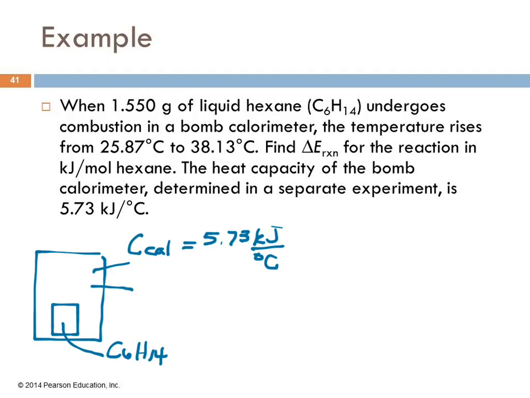I'm not doing anything with equations yet. I'm just picking these numbers out of here and figuring out what they mean. Thinking about what happened. So inside, we had hexane and it burned. When things burn, it gives off energy, right? Where did the energy go? It went into the calorimeter. The calorimeter got warmer. So the energy given off by this reaction is absorbed by the calorimeter. What happened? It went from 25.87 to 38.13 degrees Celsius.